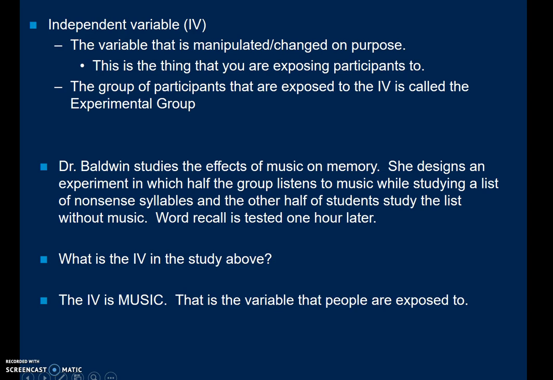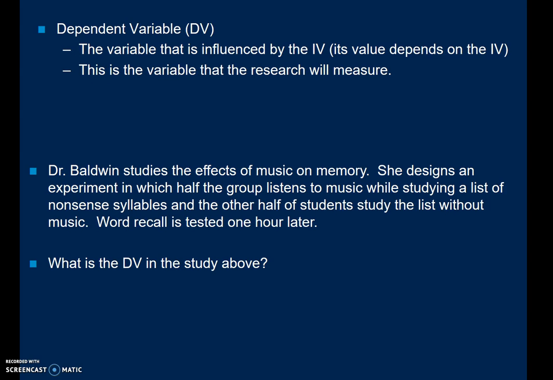It's the music. That's right, participants are being exposed to music. The researcher is manipulating that or changing that on purpose, and that's called the independent variable. The dependent variable in an experiment is the variable that we think is influenced by the independent variable. Its value depends on the independent variable. That's why we call it the dependent variable, because its value depends on the independent variable. So basically, this is the variable that the researcher will measure.